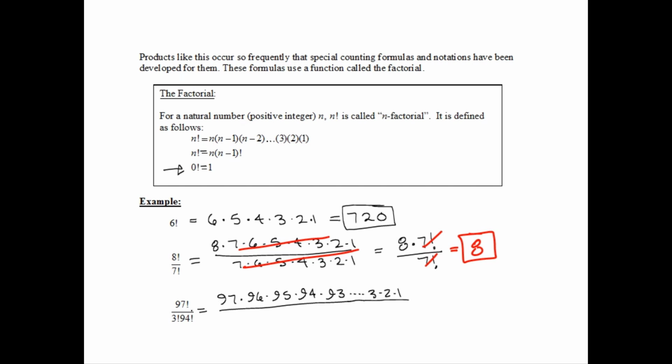Okay, and now what do we have here? We have 3 times 2 times 1. That's our 3 factorial. That one's not a problem. What about 94 factorial? What do we have? 94, 93, all the way down to 3 times 2 times 1.